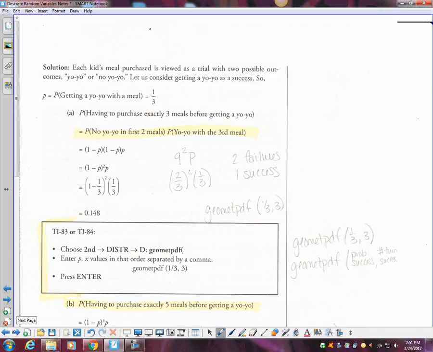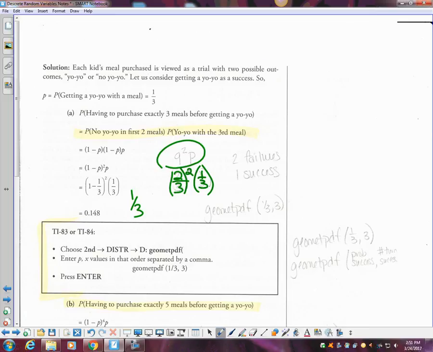Okay, so here we go. The probability that I'm going to get a yo-yo on the first try. No, sorry, 3rd try. So here I go. There's my formula. Now, 1/3 of the toys are yo-yos. So 2/3 of the time I'm going to fail. I want to fail twice, and then I'm going to succeed.